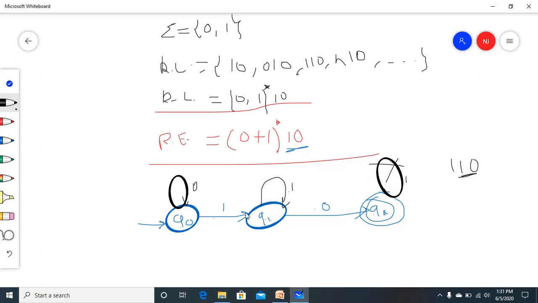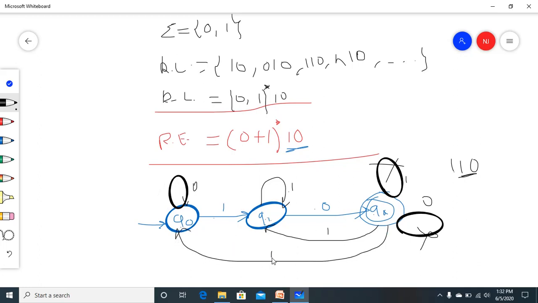So what do we do? In the state where we transit our looping 1, that state we have to pass 1. So what about 0? If we put 0 here only, then it is also not workable because the string 100 would also be accepted. So where do we have to put a 0? In the state where we transit 0 loopingly, that state we have to put as a 0.